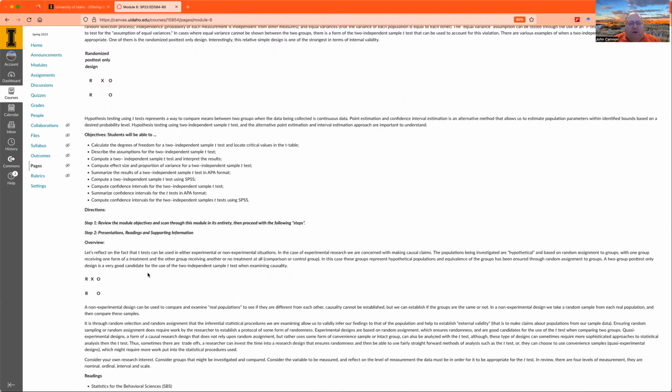In the case of experimental research, we are concerned with making causal claims. The populations being investigated are hypothetical and based on random assignment to groups, with one group receiving one form of a treatment and the other group receiving another or no treatment at all, a comparison or control group. In this case, these groups represent hypothetical populations, and equivalence of the groups has been ensured through random assignment to groups. A two-group post-test only design is a very good candidate for the use of the two independent sample t-tests when examining causality.